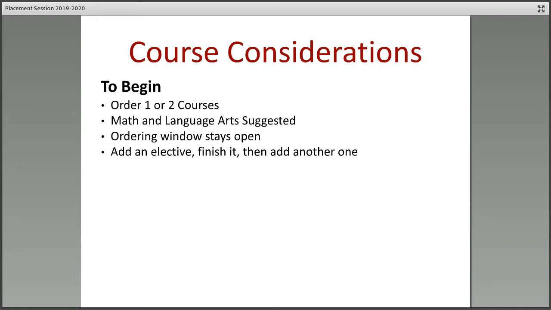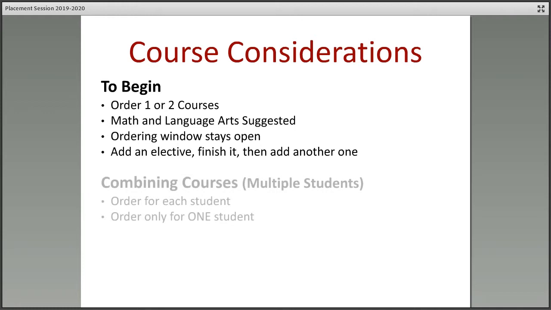You can add up to 5 courses in the school year. You can choose to add an elective, finish it, and add another one. Or after you feel comfortable with Math and Language Arts, you can choose to add some other courses at any time. Maybe you want to start with art and history. It is up to you.